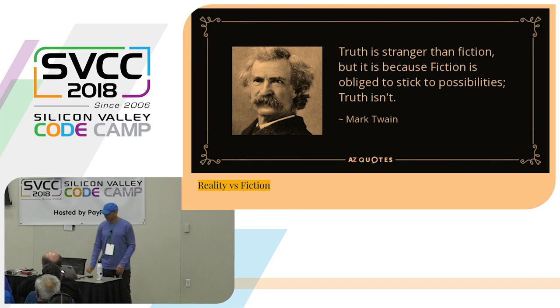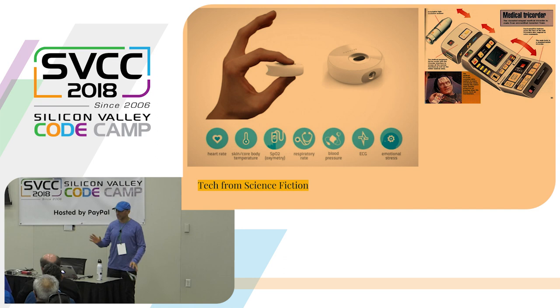So Mark Twain famously said, truth is stranger than fiction. That's because fiction is obliged to stick to what is possible. So truth is stranger than fiction because truth is embedded in reality, where fiction can be anything. Pretty impressive. And a lot of the kind of technology we're seeing these days is actually coming from science fiction.